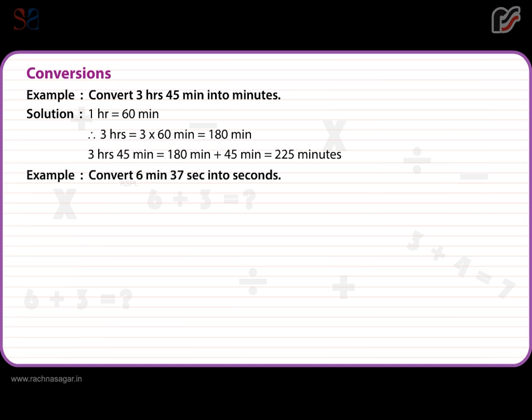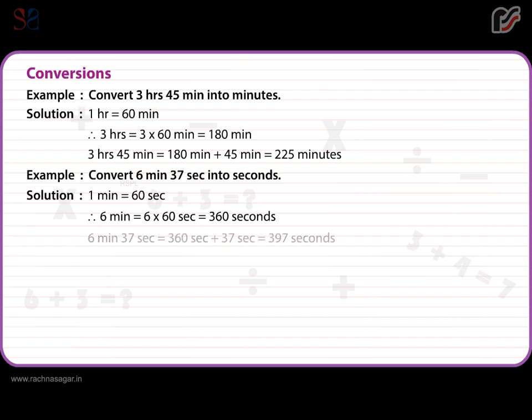Example: convert 6 minutes 37 seconds into seconds. Solution: 1 minute is equal to 60 seconds. Therefore, 6 minutes is equal to 6 multiplied by 60 seconds, which is equal to 360 seconds. 6 minutes 37 seconds is equal to 360 seconds plus 37 seconds, which is equal to 397 seconds.